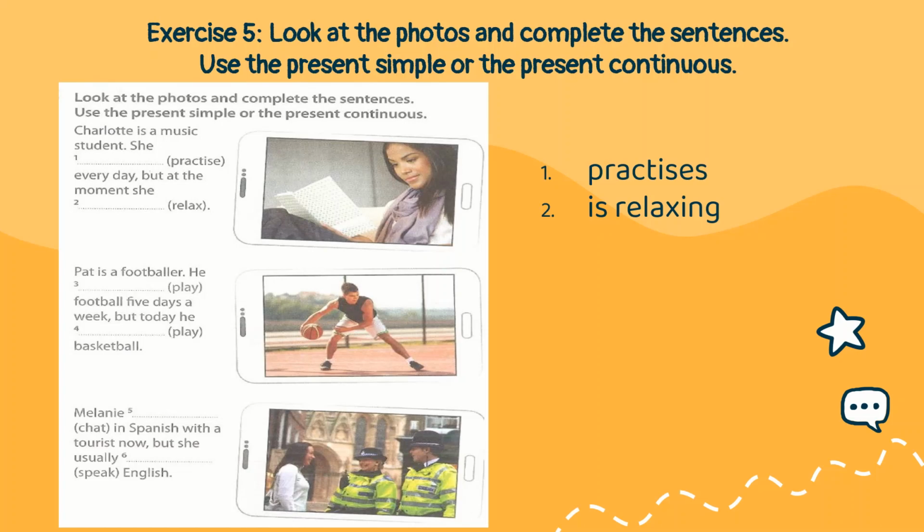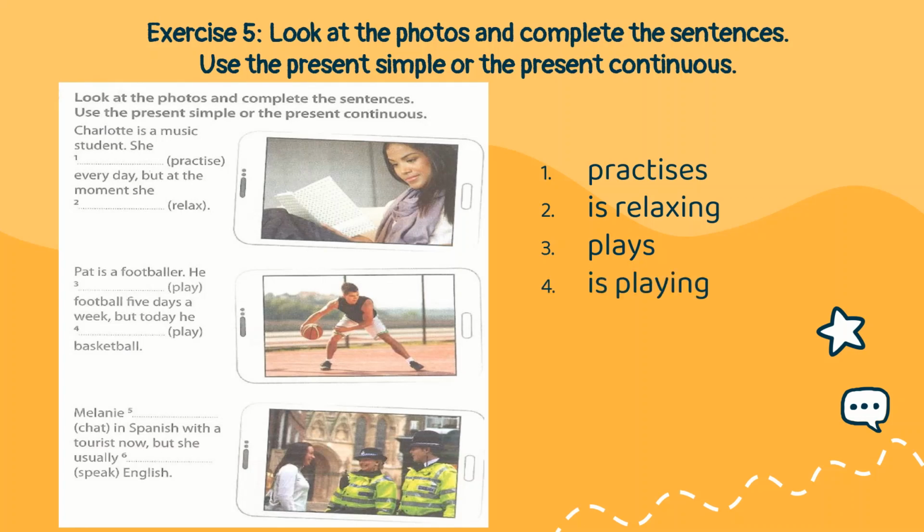Number 3, Pat is a footballer. He, okay, the word we must use is play football 5 days a week. So this is something that we are showing that he's doing it as a routine or something that he does almost every day. So this is present simple. So Pat is one person, singular. So we add s to the verb. So Pat plays football 5 days a week, but today, so today is the keyword, present continuous. So he is, right, singular, kita guna is.